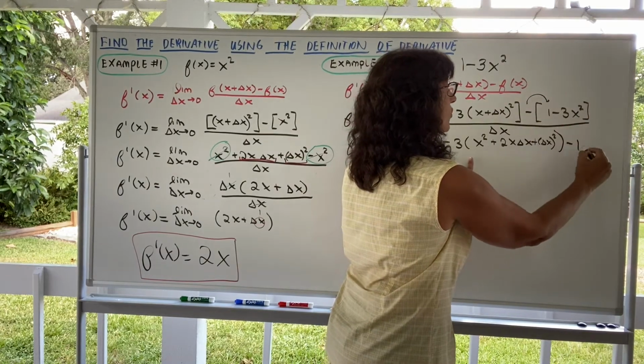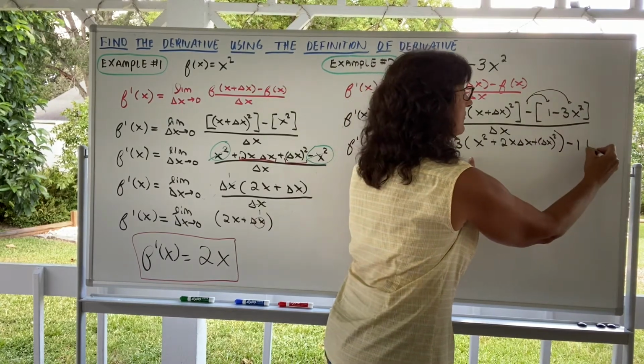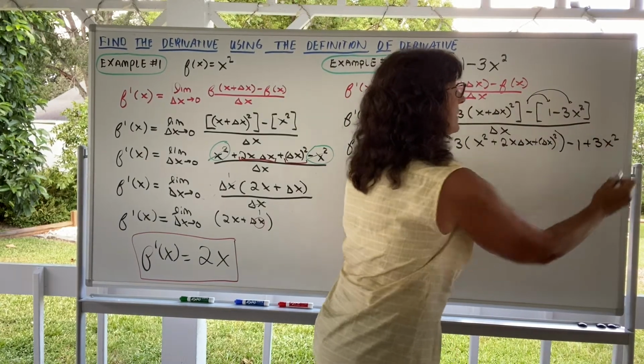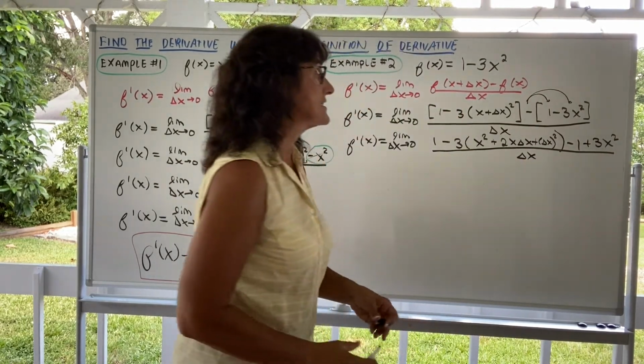Then we want to distribute this negative sign, so minus 1, and be careful here because when you distribute the negative sign, minus a negative 3x squared, so positive 3x squared. There's your numerator, and all this goes over delta x.